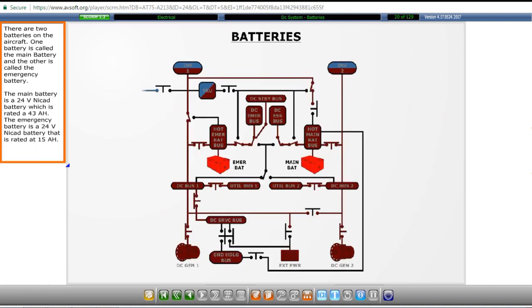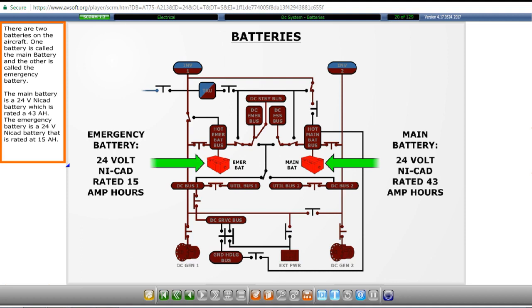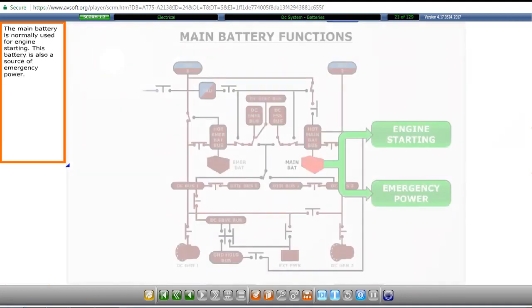There are two batteries on the aircraft. One battery is called the main battery, and the other is called the emergency battery. The main battery is a 24-volt NiCad battery, which is rated at 43 amp hours. The emergency battery is a 24-volt NiCad battery that is rated at 15 amp hours.